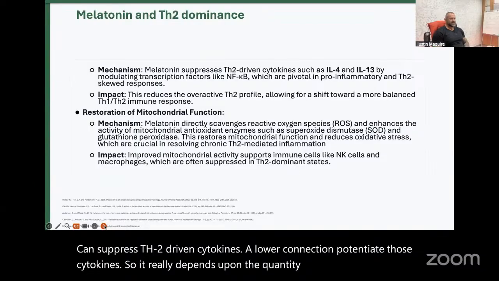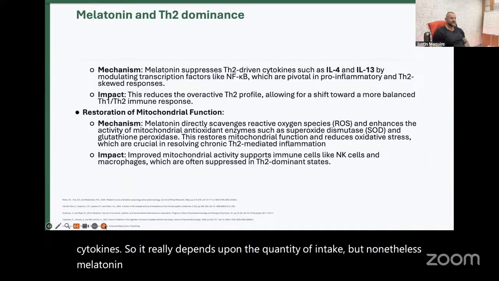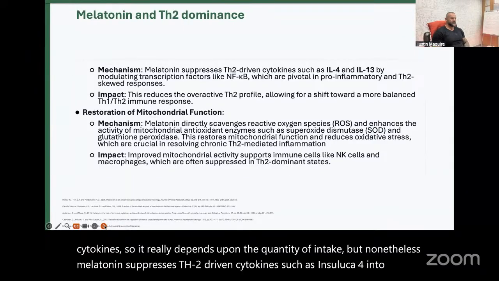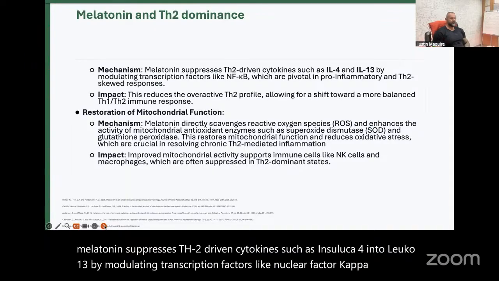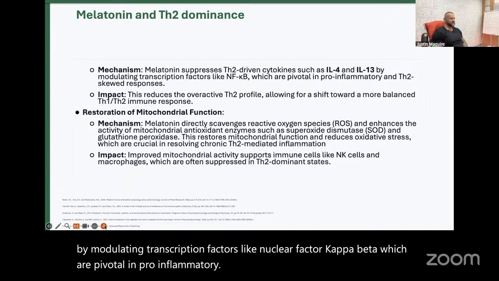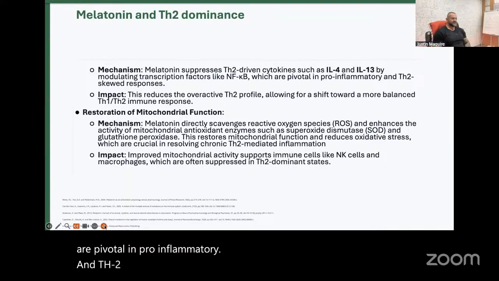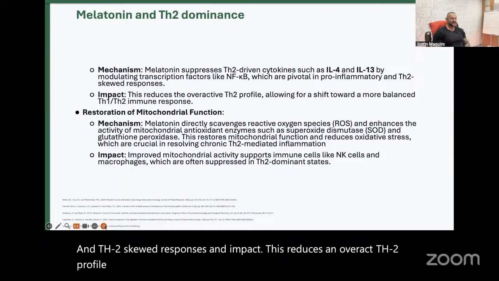But nonetheless, melatonin suppresses Th2-driven cytokines such as interleukin-4 and interleukin-13 by modulating transcription factors like nuclear factor kappa beta, which are pivotal in pro-inflammatory and Th2-skewed responses. An impact, this reduces an overactive Th2 profile, allowing for a shift toward a more balanced Th1, Th2 immune response.